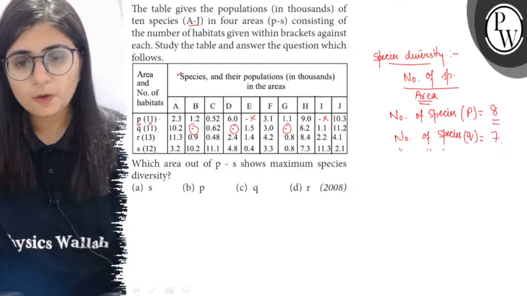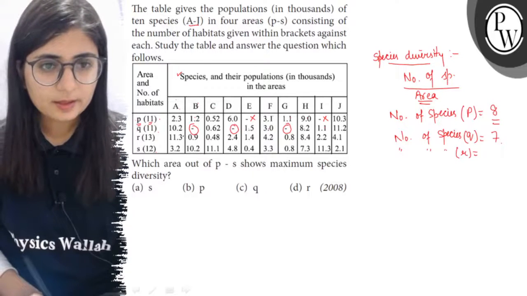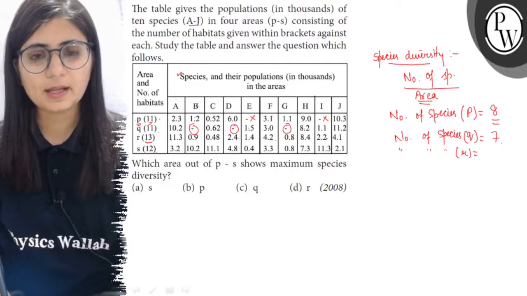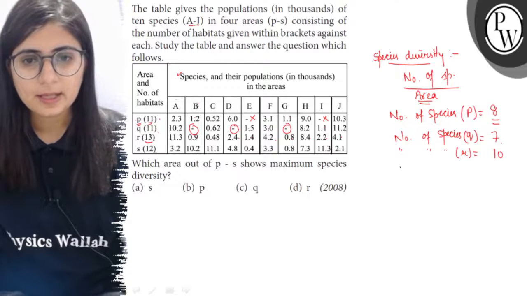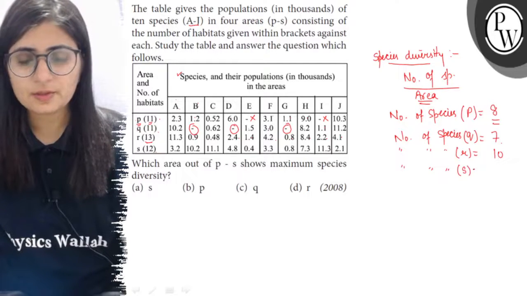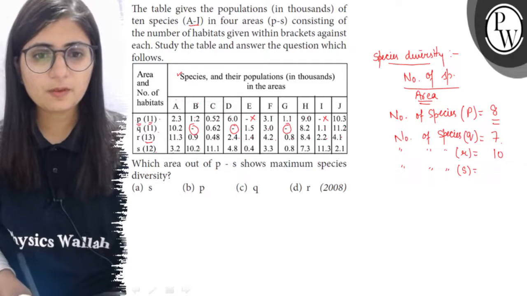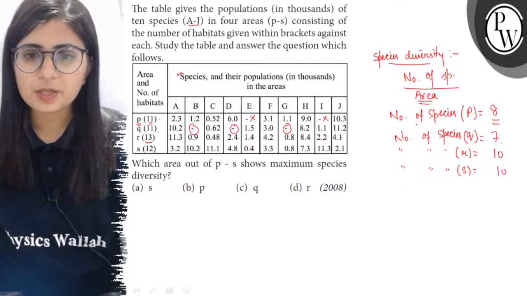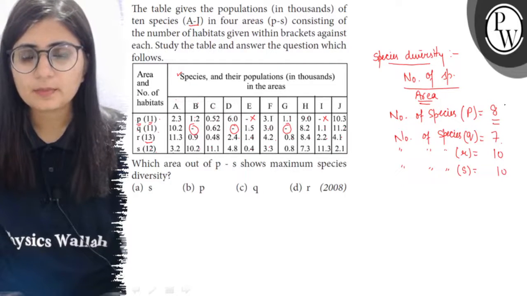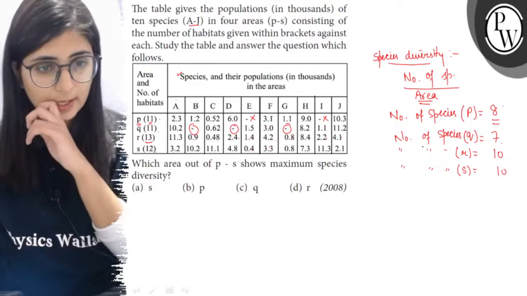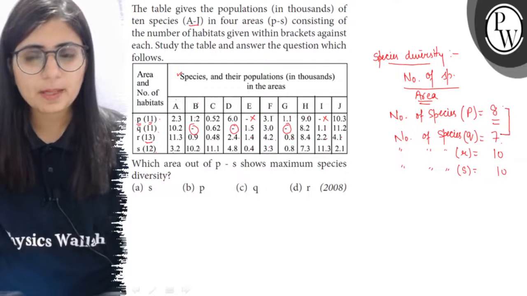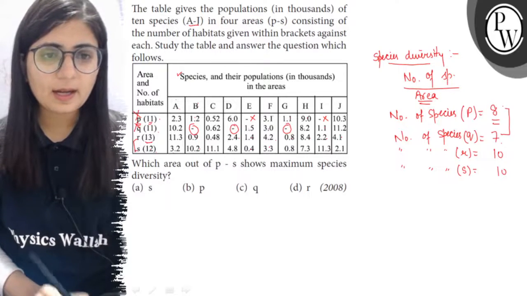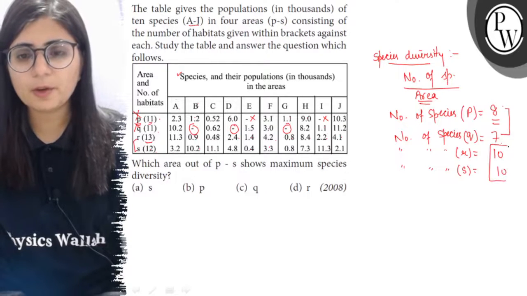Now the number of species in area R. Here in 13 habitats, 10 species are there, and in area S also, in 12 habitats, 10 species are there. So if we compare the number of species, then in area P there are 8 species, in area Q there are 7 species. So these are not having maximum diversity, so these two are eliminated. Now we are left with R and S, as these are having equal number of species.